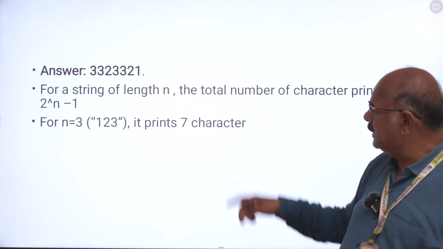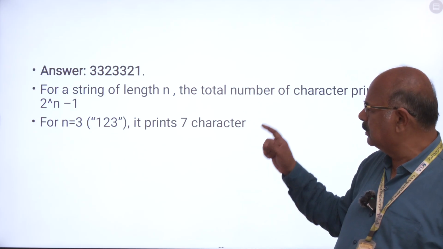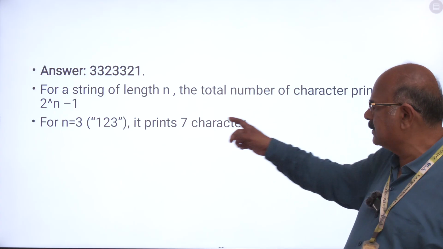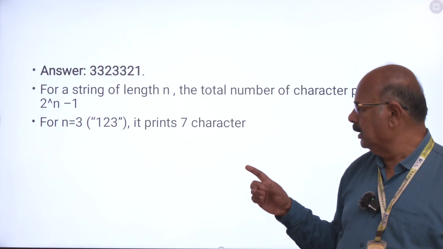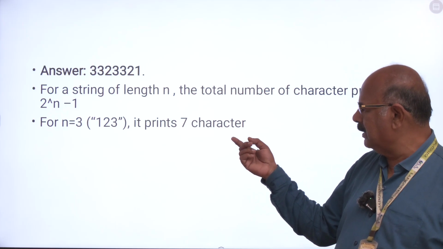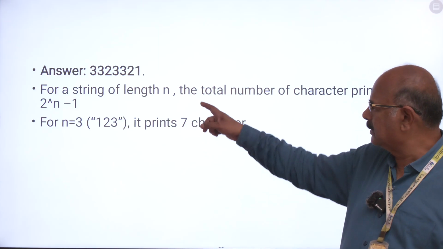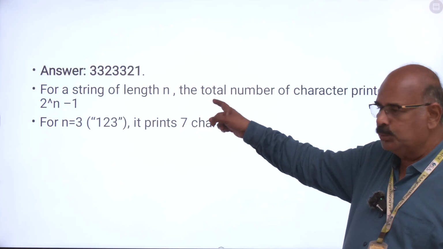Answer: 3 3 2 3 3 2 1. For a string of length n, the total number of characters printed is 2 to the power n minus 1. So for n equal to 3, it prints 7 characters here. That is why we get 3 3 2 3 3 2 1.